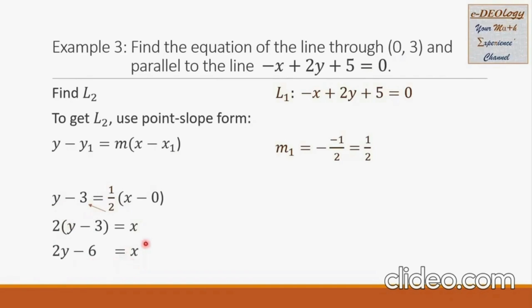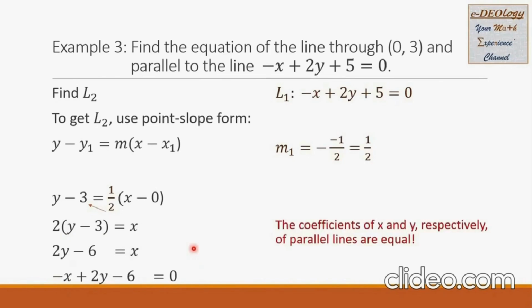Then this x we will transpose on the left side. The sign will change. We will do that because we want to put the line in standard form to make the right side equal to 0. So the x here is positive. Then it becomes negative x plus 2y minus 6 equals 0. The line is now in standard form. And this is our line 2.